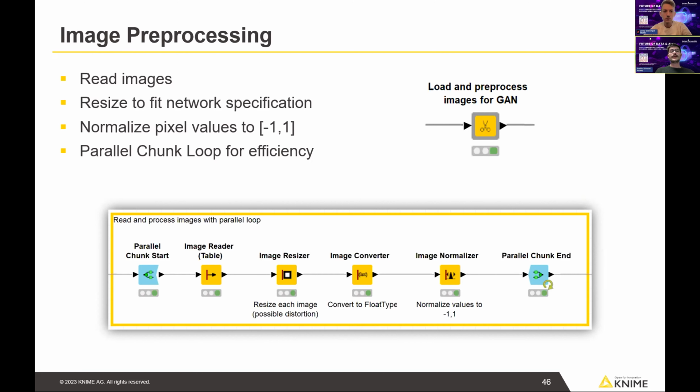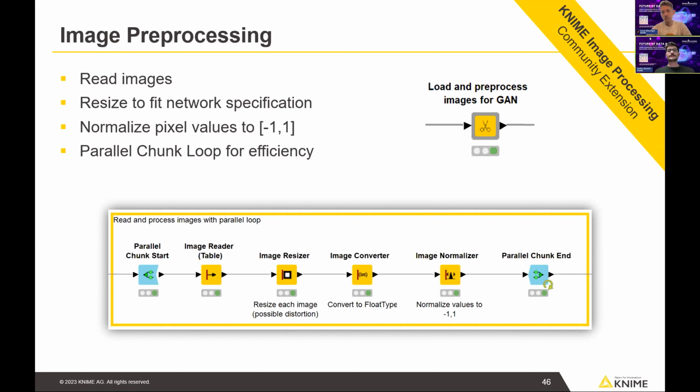And everything that I just described happens in this part of the workflow. So this bunch of nodes is able to read the images and then resize and normalize them. And those nodes are very interesting because they come from a KNIME extension, which is the KNIME Image Processing extension that Corey already introduced before.